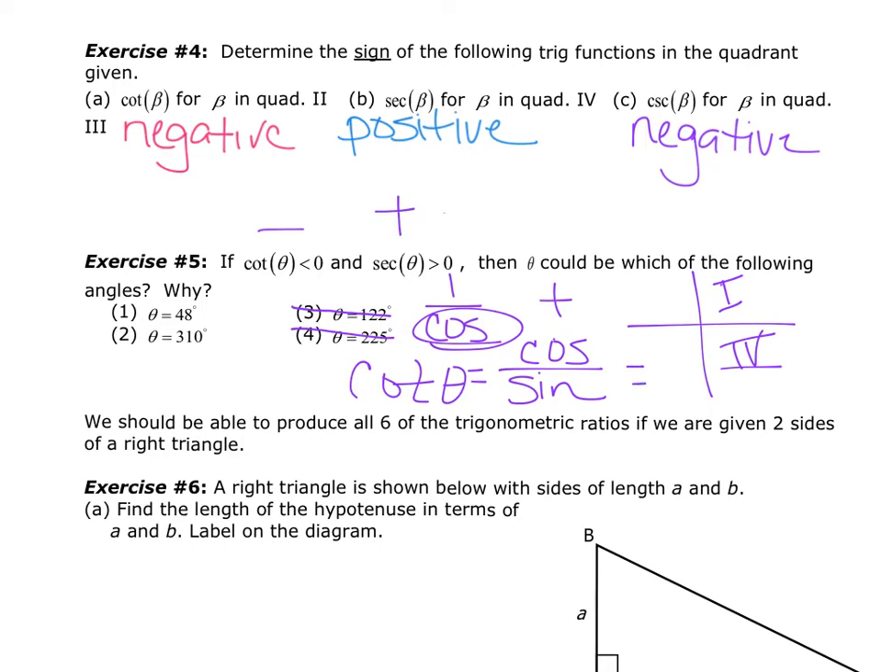I need it to be negative. I already know that my cosine is positive. So the only way I can get a negative answer is for my sine to be negative. Now, in what quadrant is my sine, or my y value, going to be negative? Quadrant 4, because in quadrant 1, everything is positive. So between choice 1 and 2, which one is in quadrant 4? And it is choice 2.